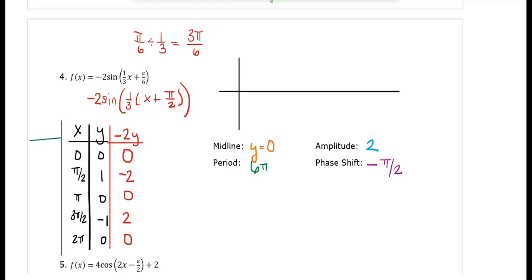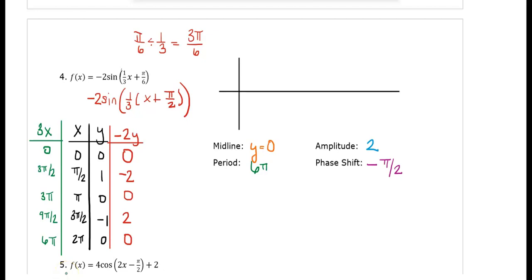But what I will do is make this a little bit more straightforward. I'll do the first transformation, which addresses this 1/3, and that's where I take x and multiply it by 3. So all of these x values I'm going to multiply by 3. Here, 0 times 3 is 0. Pi over 2 times 3 gets me 3 pi over 2. Pi times 3 is 3 pi. 3 pi over 2 times 3 would get me 9 pi over 2. And then 2 pi times 3 gets me 6 pi.